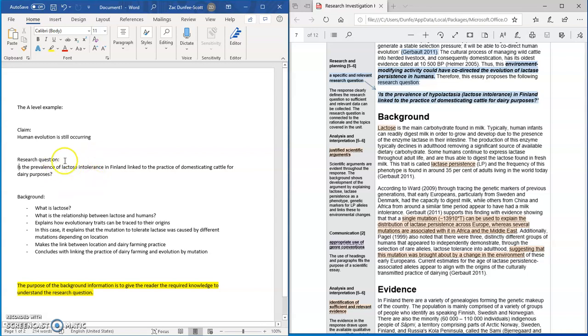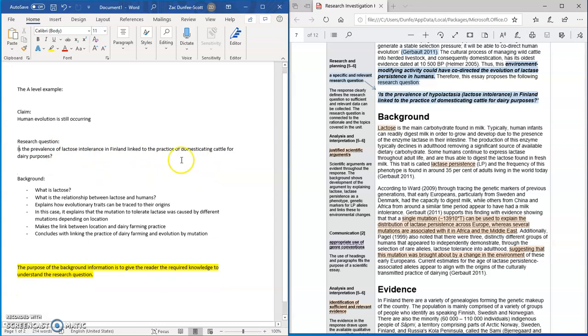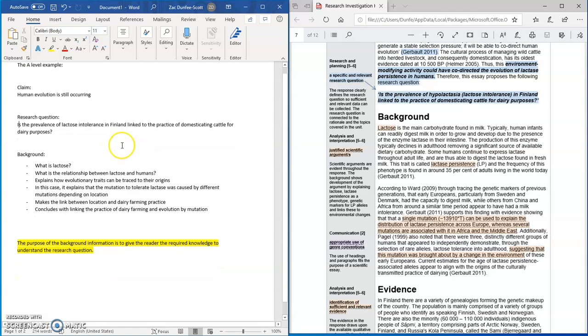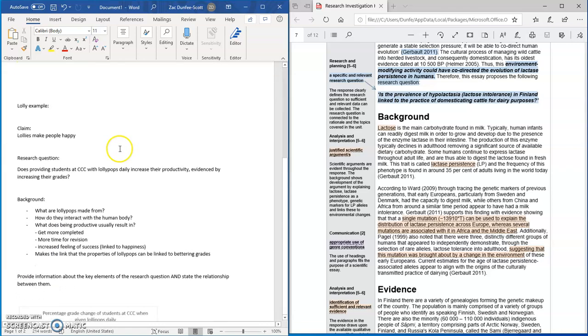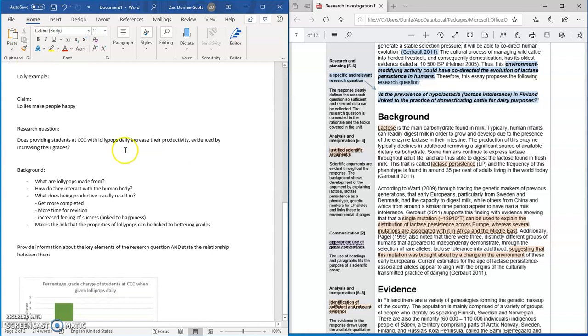So they have now linked the first part of this research question to the end part of the research question. It's told us how it links and given us all the background information. It's just about breaking down the key elements of the research question, so the reader has all the information there. Now I'm going to look at our lolly example that I talked about in our last video on how to build the research question.